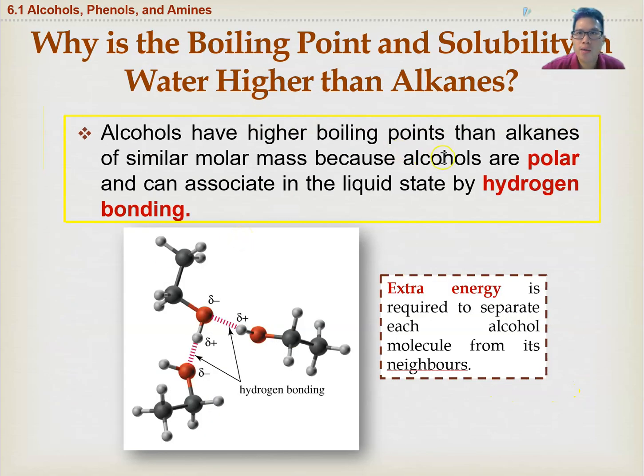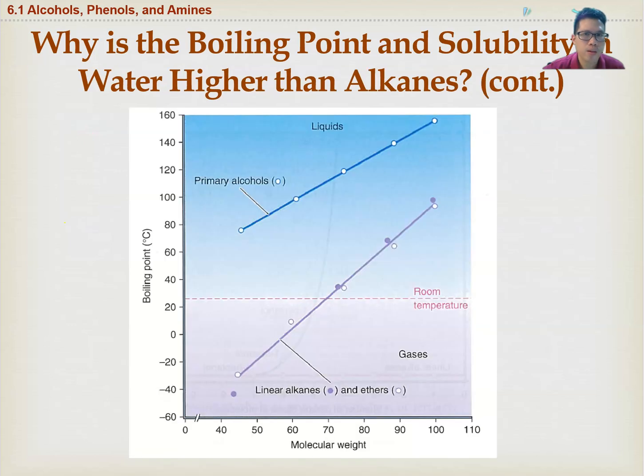So alcohols have a higher polarity than alkanes of similar size, because alcohols are polar and can associate by hydrogen bonding. Especially this one, the hydrogen bonding between O and H is stronger compared to N and H. This is a stronger hydrogen bonding. So why are the boiling point and solubility in water higher than alkanes? Because of the stronger interactions, and here you see compared with alkanes, the boiling point is a lot higher.